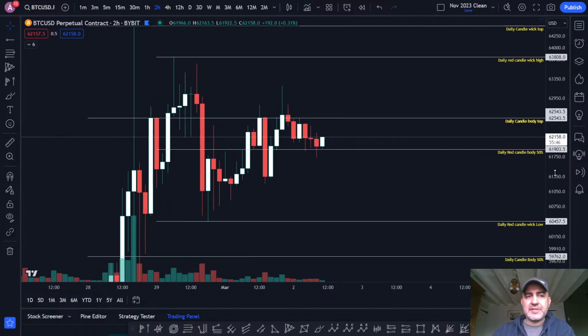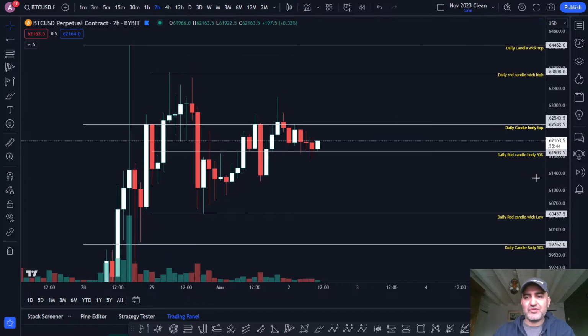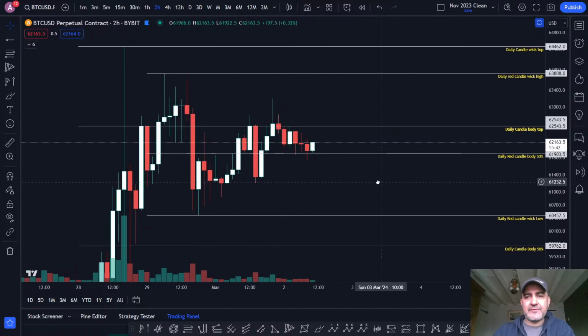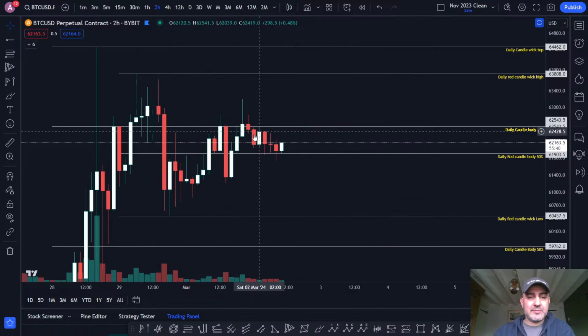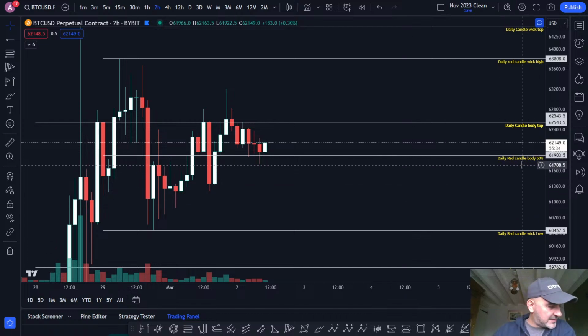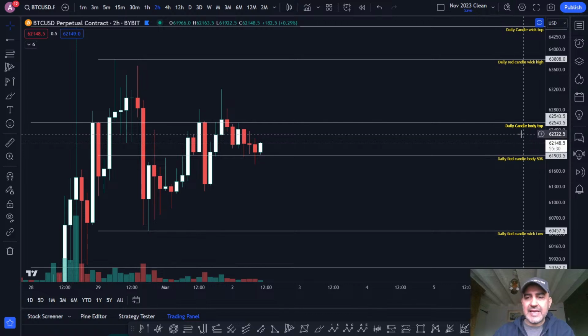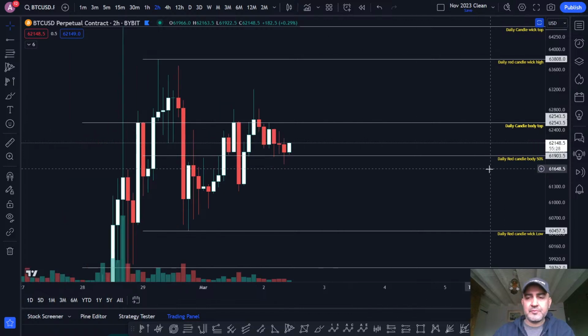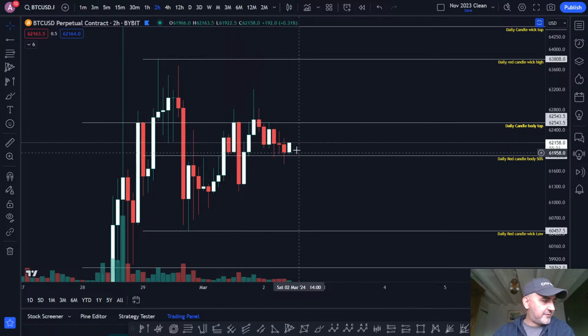So look, on the lower time frame, what you can see, just by marking off these easy to see levels, is how the price is moving. And you can see right now, the price is ranging between the red candle body 50% and the daily candle body top. All right, you see that? At the moment, we're kind of range bound.